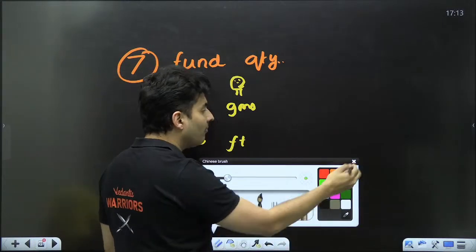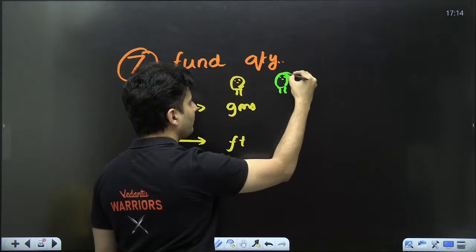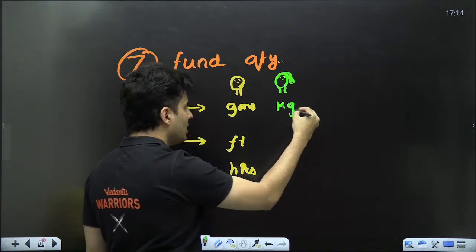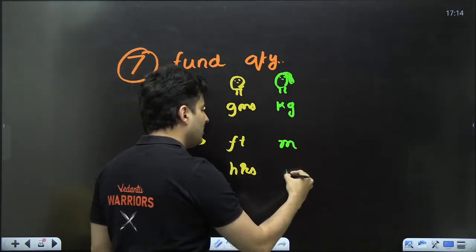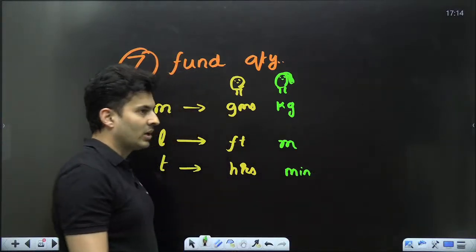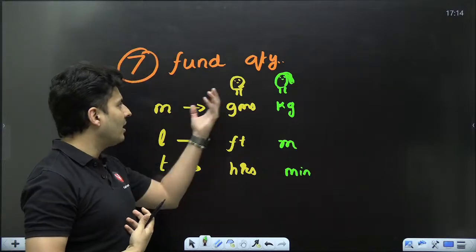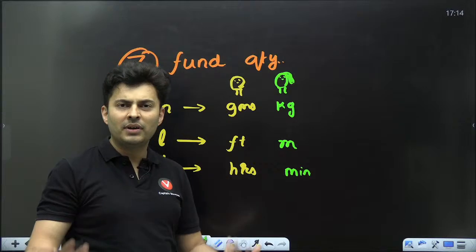Then another day, Champa came to me, see this is beautiful Champa out here. She told me that she is going to measure mass in kg, length in meter, and time in minutes. Okay. Every day one student came to me and told me that they are going to measure mass, length, time, luminous intensity, temperature in different units.